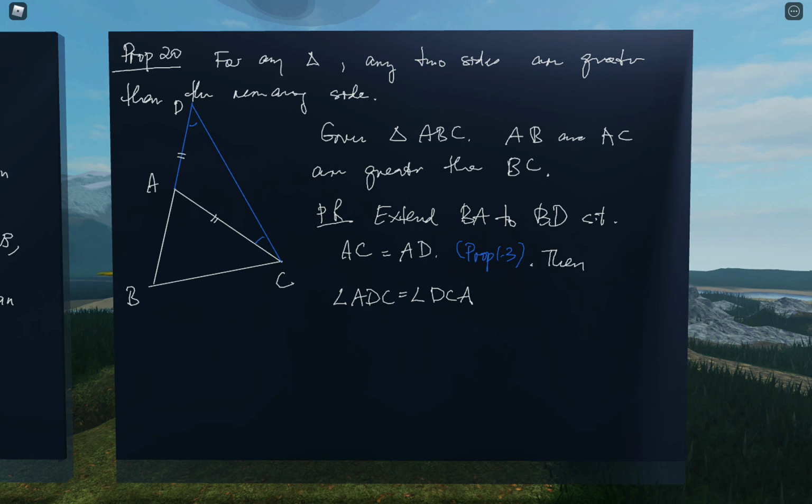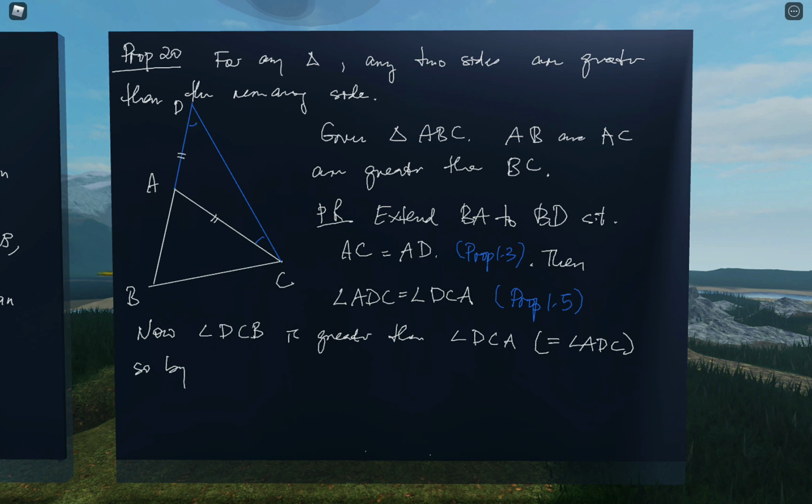And this is proposition 1.5. Right. So now, get this back. So now angle DCB is greater than the angle DCA, all right, which was equal to ADC from above.